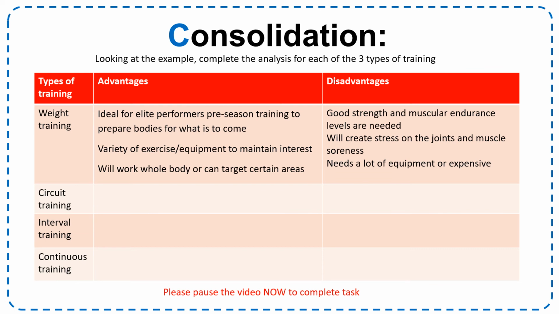For example, if you wanted to get a more powerful shot in football, you'd want to improve your power. You can improve your power using weight training over a 6 week period. Pause the video and complete the table.